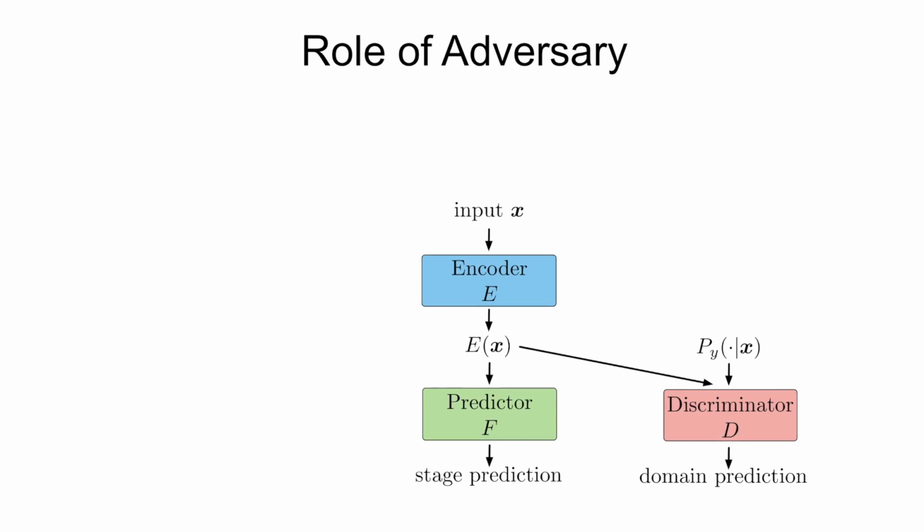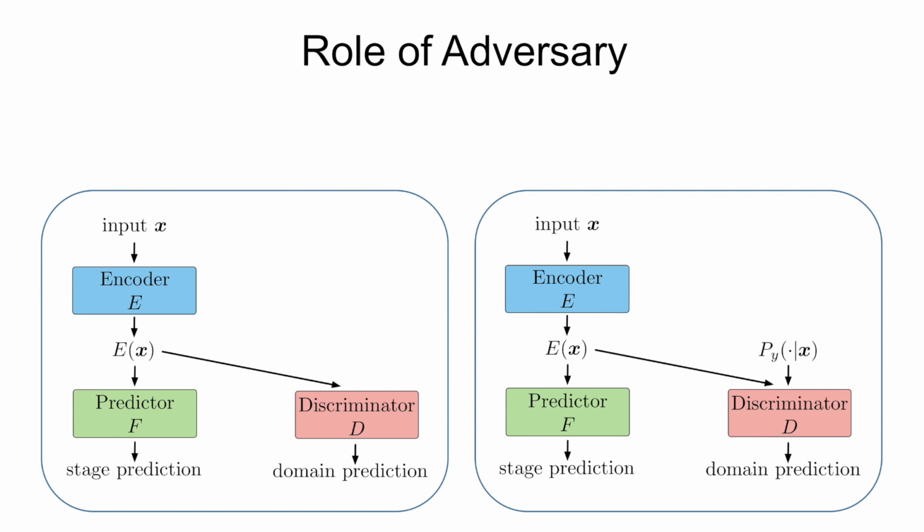The difference between this conditional adversary and the original one is that, while the previous adversary is trying to ensure independence between the encoded representation and the domains, our conditional adversary is trying to ensure conditional independence between them. This conditional independence facilitates accounting for inherent correlation between stages and domains.